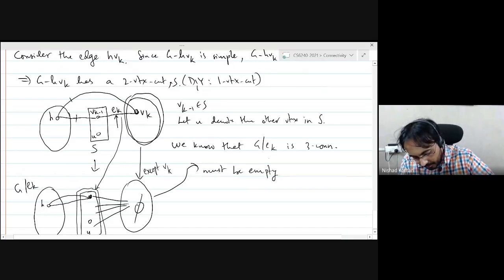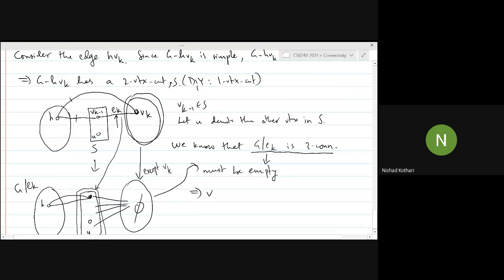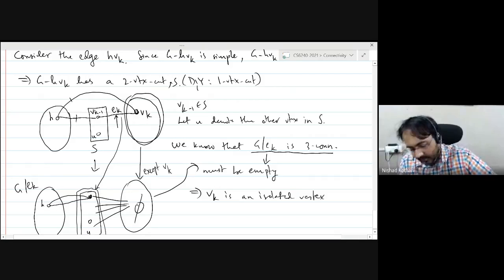And that implies, because of the fact that G contract Ek is 3 connected, that Vk is an isolated vertex. In other words, it's a component by itself in the graph G, after deleting the edge HVk and the two vertex cut S.